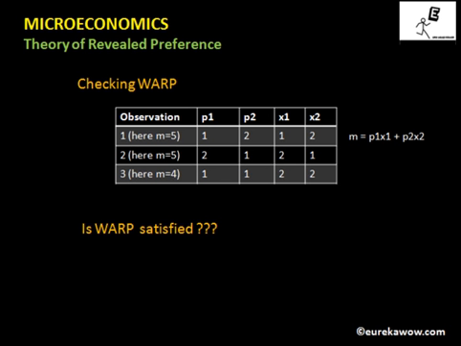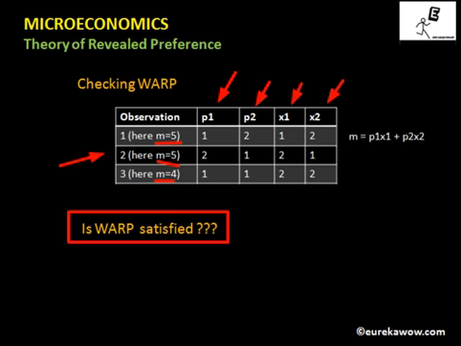Now let's look into a method on how to check WARP. So here what we are given is three observations. First corresponding to an income of 5, second corresponding to an income of 5, and third corresponding to an income of 4, which can be calculated using P1 x1 plus P2 x2 which is equal to M. Now this is the price of good 1, price of good 2, quantity demanded of good 1, and quantity demanded of good 2. Now the question which we ask is, is WARP satisfied in this case?